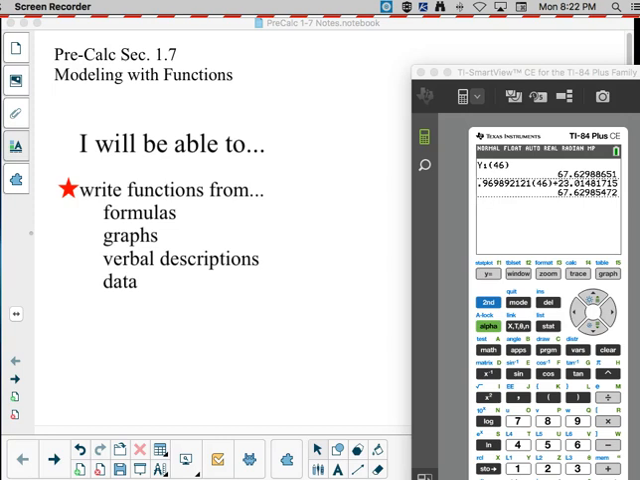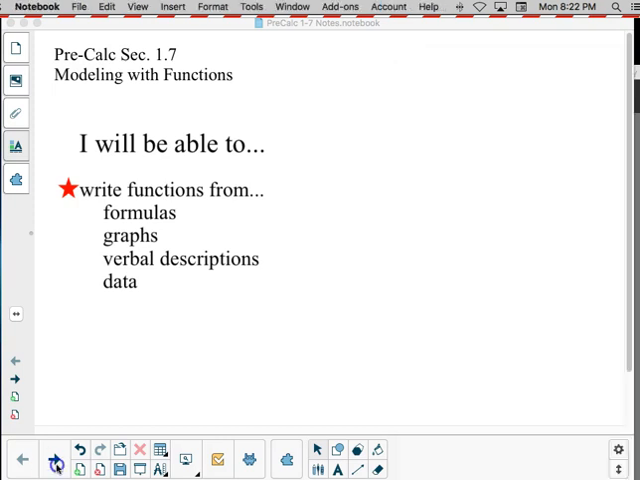After this section, I will be able to write functions from formulas, graphs, verbal descriptions, and data. Now, when we're doing this, you want to make sure that you're careful, but this is a lot of calculator use too, so we want to make sure that you can interface with your calculator, so I got mine up. So let's see what we've got.